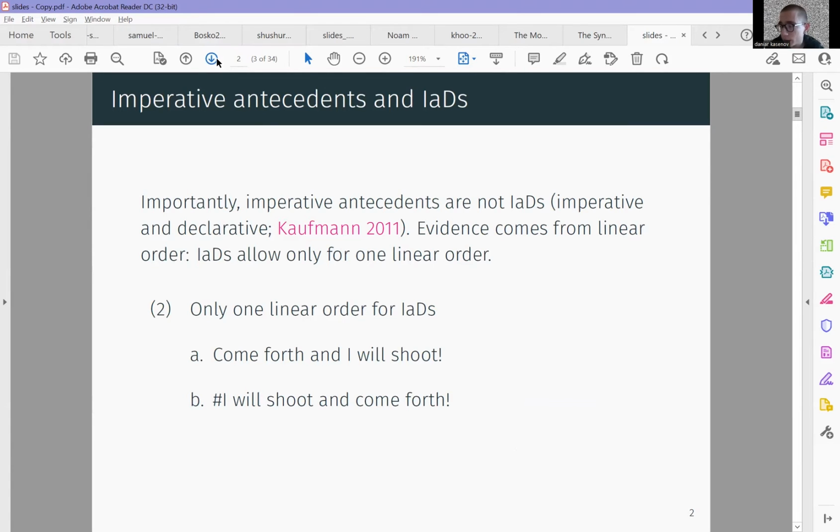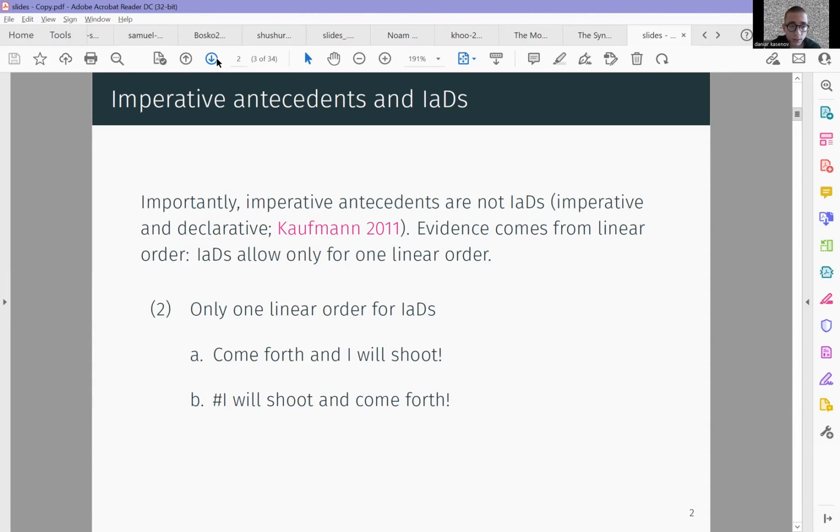Well, it appears the same because you also have an imperative clause which acts as an antecedent, as in 2a, come forth, and I will shoot. This can be paraphrased as if you come forth, I will shoot. But an important difference between imperative and declaratives and the Russian construction I'm talking about today is that the conditional meaning in 2a is largely dependent on the linear order of the two clauses, because you cannot say I will shoot and come forth and have the same interpretation as 2a. 2a cannot be paraphrased as 2b.